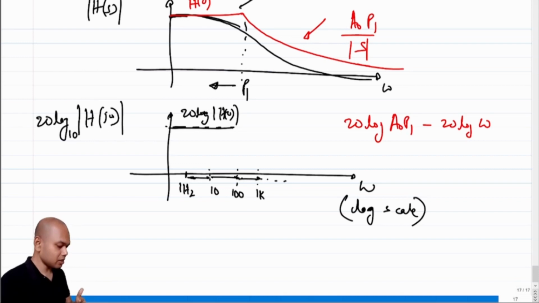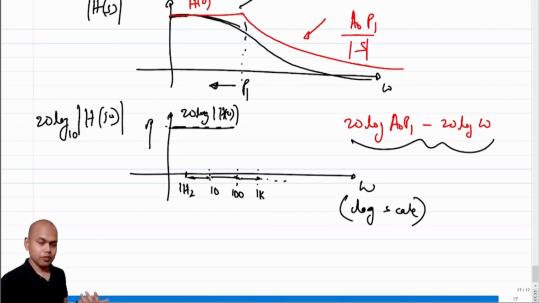If x-axis is log scale, which means x-axis is also increasing exponentially, right? And y-axis is also in log scale, right? This is also in log scale. Then this becomes a log plot, right? So for every 10x increase in omega, how much does this guy reduce? For every 10x increase in omega, this guy reduces by 20 dB, right? So by factor of 20, which is often referred to as dB, right?